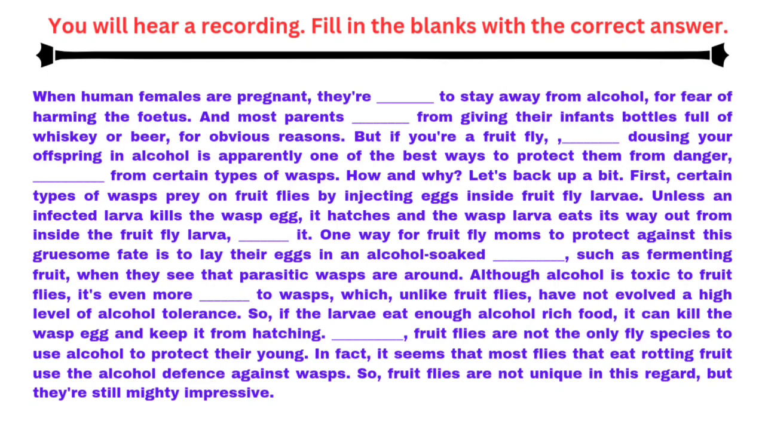Although alcohol is toxic to fruit flies, it's even more toxic to wasps, which, unlike fruit flies, have not evolved a high level of alcohol tolerance. So, if the larvae eat enough alcohol-rich food, it can kill the wasp egg and keep it from hatching. Apparently, fruit flies are not the only fly species to use alcohol to protect their young. In fact, it seems that most flies that eat rotting fruit use the alcohol defense against wasps. So, fruit flies are not unique in this regard, but they're still mighty impressive.